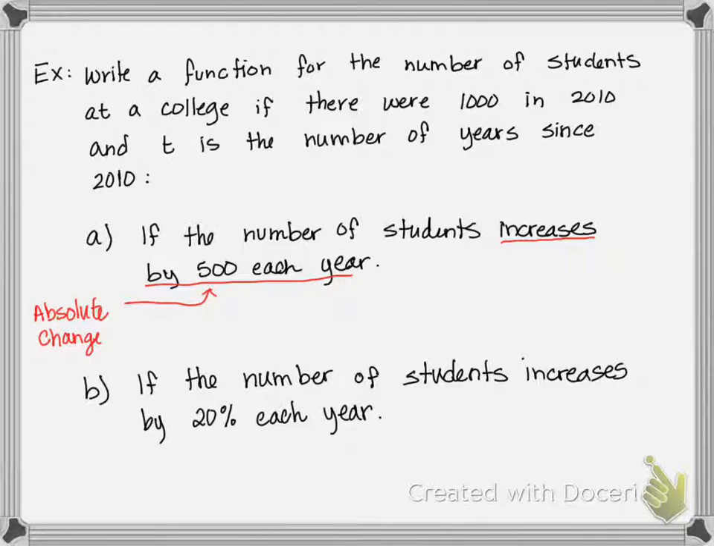So linear functions, how many students we're adding or how much the y value is changing each time we increase x doesn't have anything to do with what the y value was for the previous x value. Whereas when we look at an increase of 20%, we don't know how many students to add unless we know what we're taking 20% of, right? So unless we know how many students there were the previous year. And so the change in the number of students is relative to how many students there were before. So we call this a relative change.